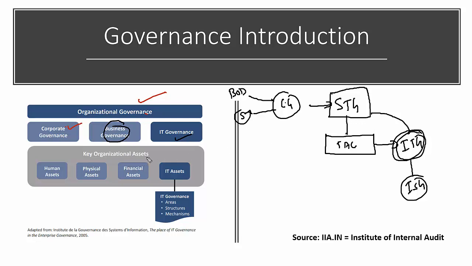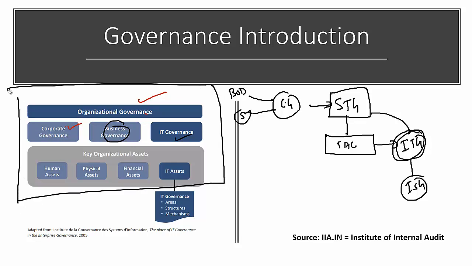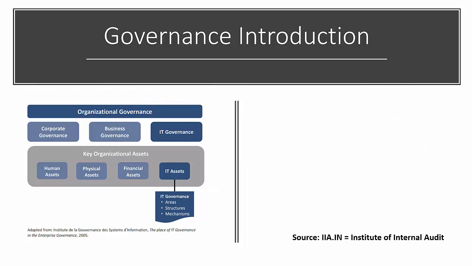We also have key organization assets here, like human assets, physical assets, financial assets, and IT assets. For IT assets, we focus on the areas, the structures, and the mechanisms. So here we're talking about the audit of everything. In corporate governance, the strategy should be aligned with the business vision, because the strategy you create should be mapped with the vision of the organization, its mission, and its legal and regulatory requirements. So we are auditing from this point to the tactical, and then to the operational level, making sure everything is working as per the organization's vision and mission. That is part of governance.